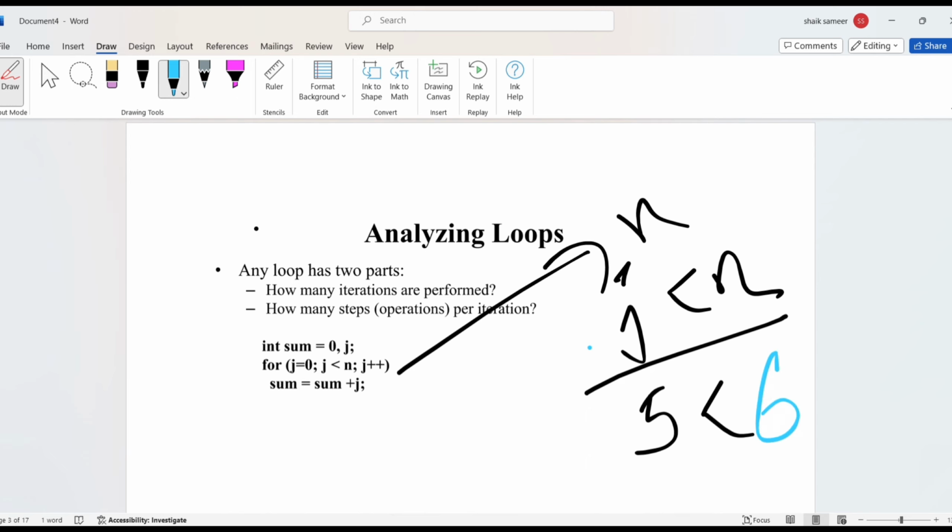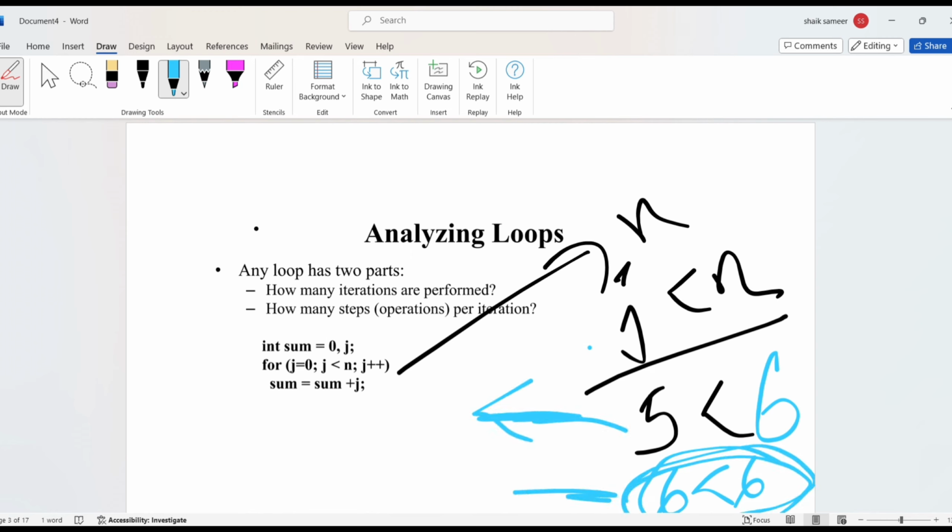Okay, 5 less than 6. Okay, it runs. Next, the j value will be incremented, so j means 6 less than 6. So for this statement, until here the loop will run. Okay, you are understanding? Until here the loop will not run. The loop will check whether the condition 6 less than 6 holds or not, so it runs n times. Understand? How did I get this one?